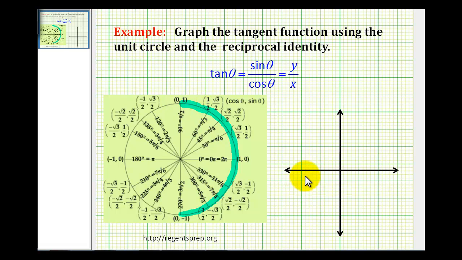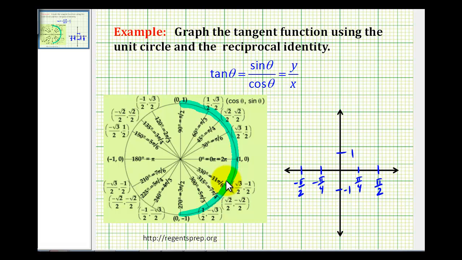So let's go ahead and set up our coordinate plane. We'll have pi over 2 here and negative pi over 2. Remember, it's always helpful to divide this interval into 4 equal parts. This will be negative pi over 4 and positive pi over 4. Let's call this 1 and we'll call this negative 1.